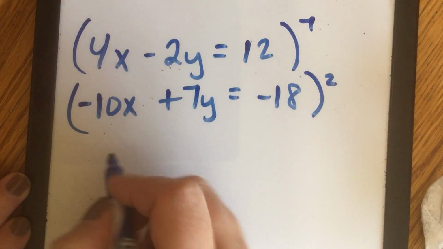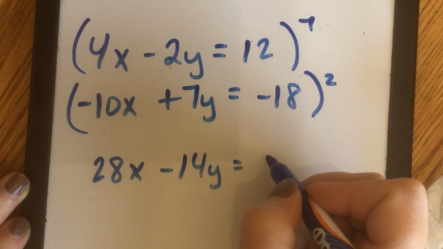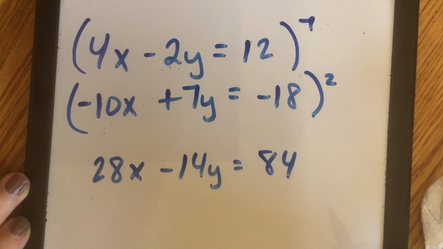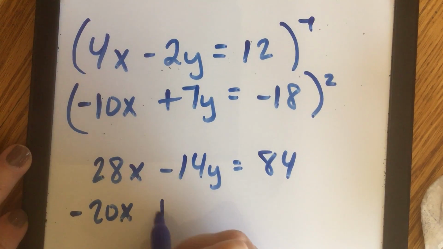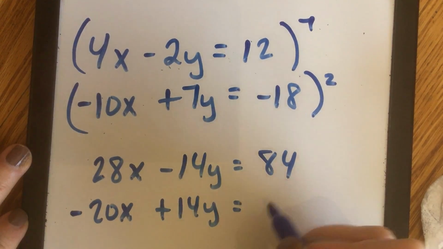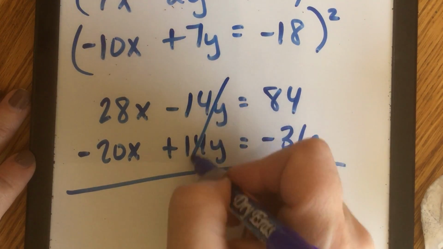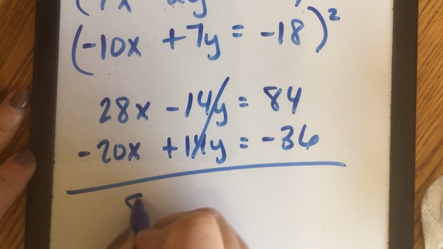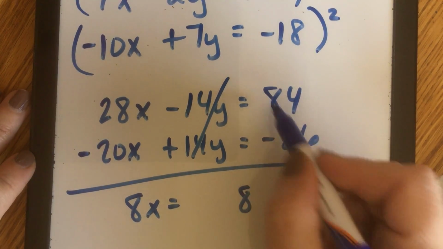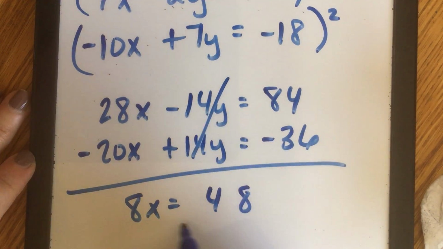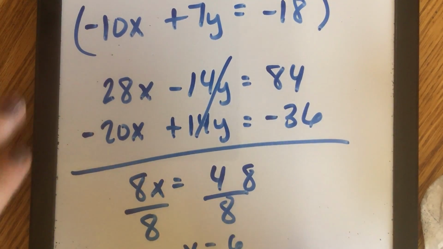So when I multiply this by 7, that gives me 28x minus 14y equals 84. Then when I multiply this by 2, I get negative 20x plus 14y is equal to negative 36. So my y's are going to cancel. 28 minus 20 is 8, so I have 8x. And then 84 minus 36 is 48. Divide both sides by 8, and I get x equals 6.